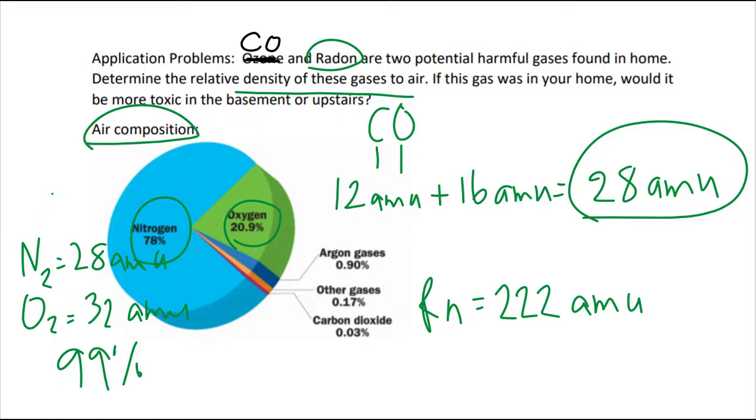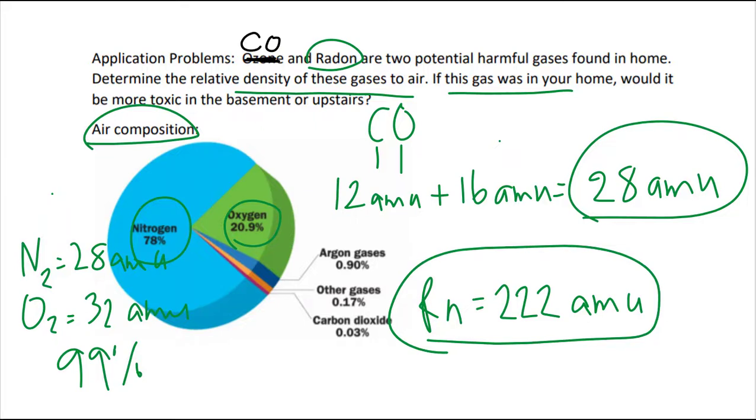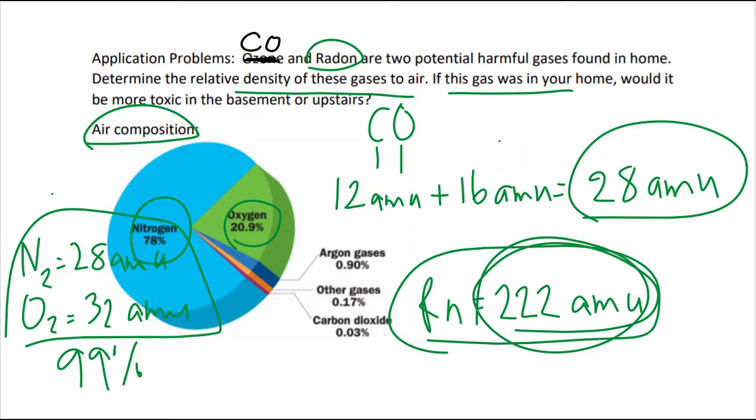Do you think if this gas was in your home, would it be more toxic in the basement or upstairs? Definitely upstairs. I mean, where is your air? It could be anywhere, really, anywhere where the rest of air is in your house. But if we look at radon with a mass of 222 AMUs, it is much more dense, much bigger than 28 and 32 AMUs. So it is much more dense, meaning that's going to be in your basement. So that definitely would be more toxic in the basement. Your carbon monoxide could be in the basement for sure, but it could be anywhere else in the rest of your house too.